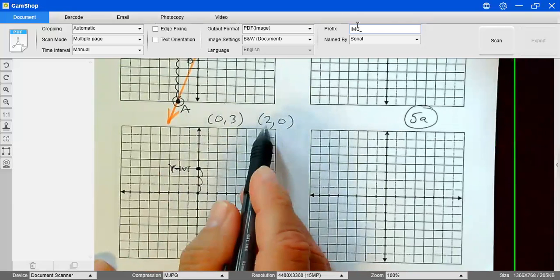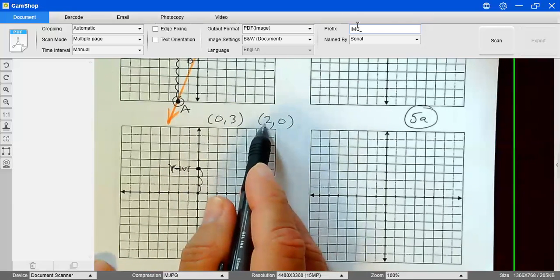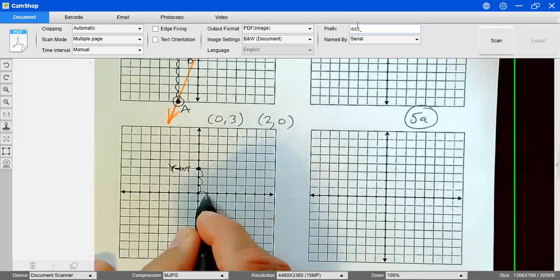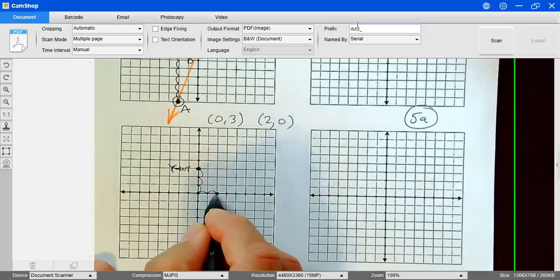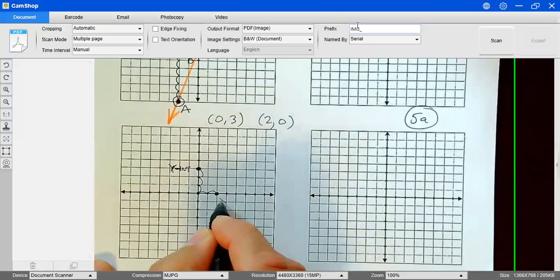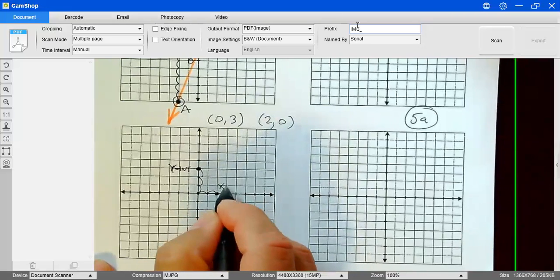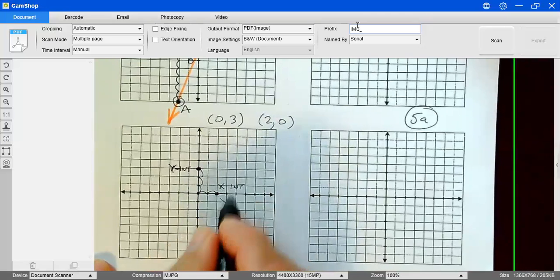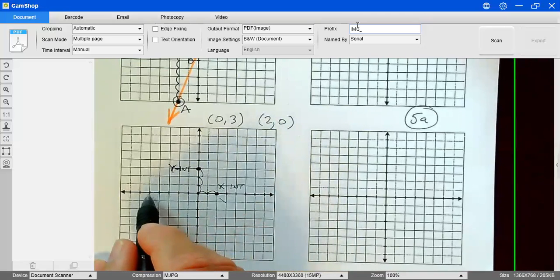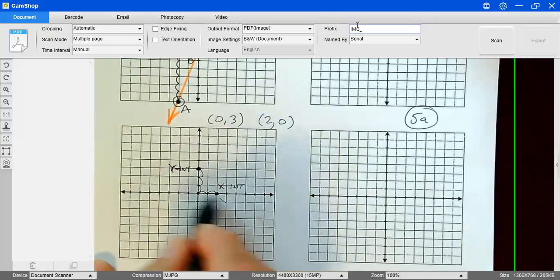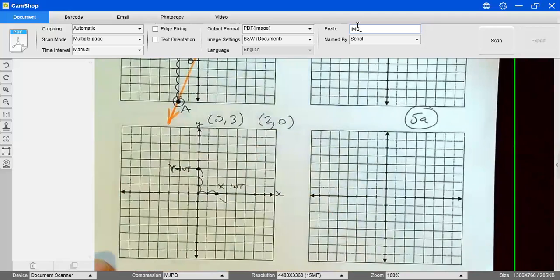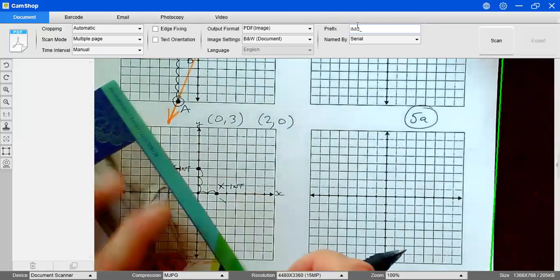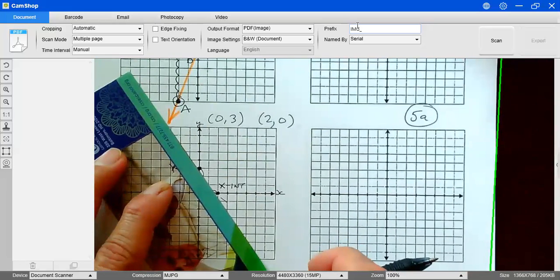Then the other point is (2, 0). So you move 2 units horizontally, 2 to the right, and then you stay there because there is no vertical move now. So this is the x-intercept. The x-intercept is always the intersection of the line and the x-axis. Now you just need to join these 2 points, and that's the graph of the line.